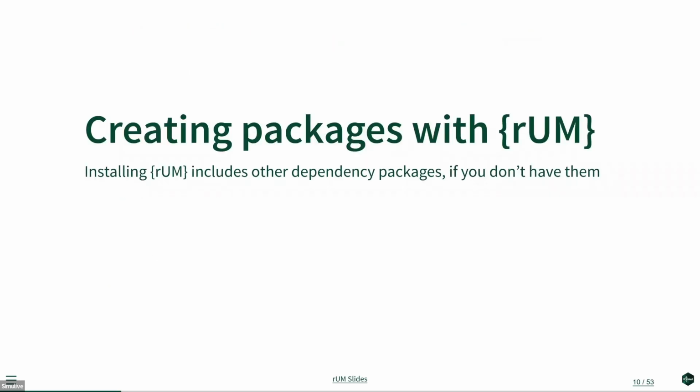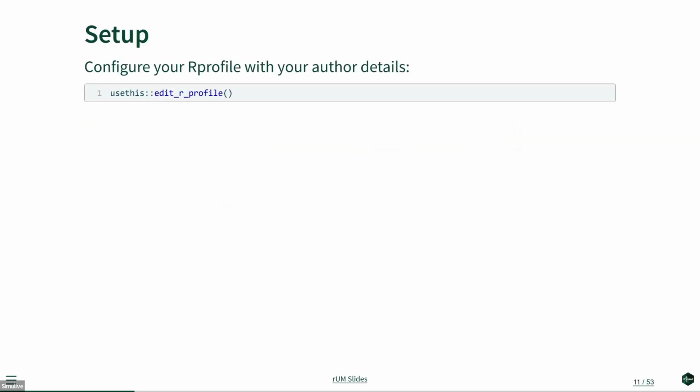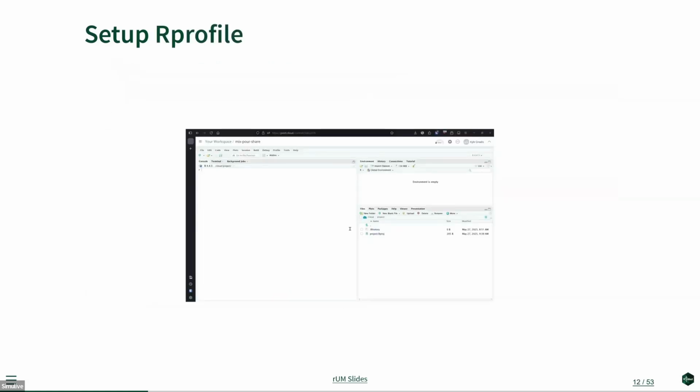So now, let's install RUM and create a package. But when you install RUM, you also get the Tidy Models ecosystem. It's something that we use frequently. You get Patchwork and other static plotting packages, as well as the necessary tools to build a package within R. Start by editing your R profile and add some author content. So when you make a package, this gets imported into your description file. Save, restart, and apply the changes.